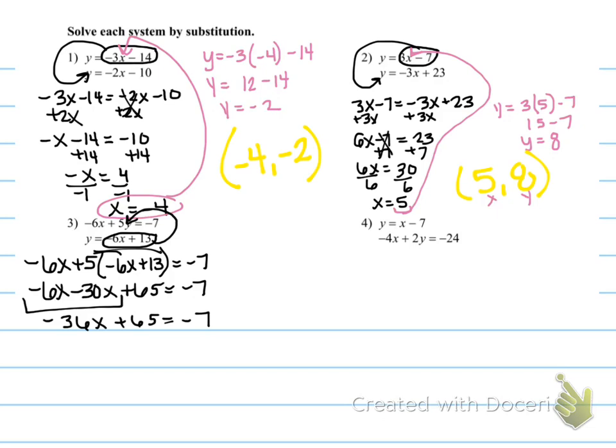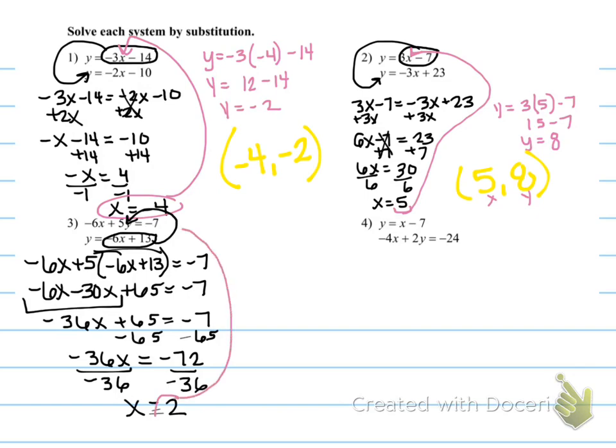Okay, so let's move over that 65 next by subtracting. Alrighty, so I've got negative 36x equals negative 7 minus 65 gets me a negative 72. Go ahead and divide by negative 36. And x gets you 2, because remember, a negative divided by negative gets us a positive. Okay, so I've got 2, but we need to plug that 2 back in for x so we can solve for y.